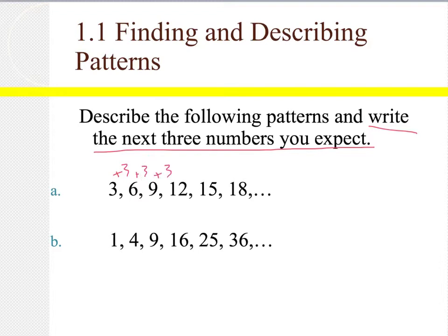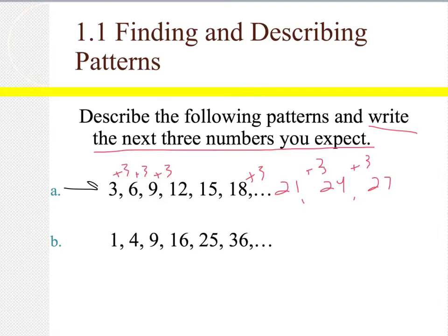So 3 plus 3 is 6, 6 plus 3 is 9, 9 plus 3 is 12. I could go on and on. I'm just going to add 3 each time. So I get 21, 24, and 27. Okay? Notice I went through each of these steps.